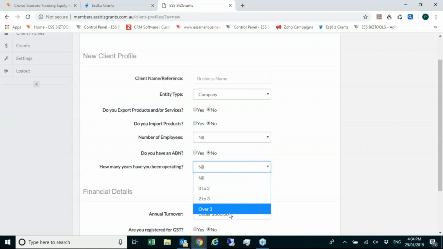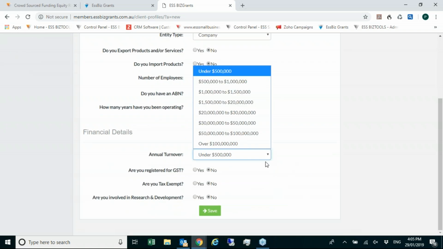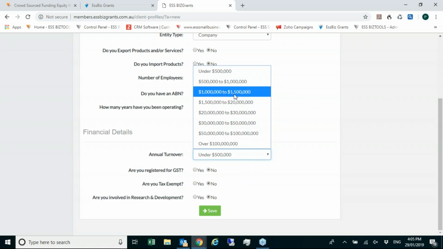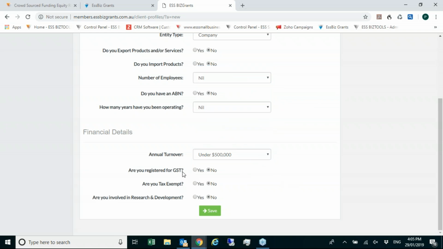12, 15 years ago, a lot of grants were for startups. These days, it's shifted quite significantly. The majority of grants are now for over 3 years. But we also need to know the turnover. So there's the turnover bands, because things like the R&D changes at 20 million, as you know, so we've got a 20 million category. The export market development grant changes at 50 million. So there's something at 30 million. I can't remember off the top of my head what it is. So they're the bands, and all you do is just click in whatever band applies to that particular client.